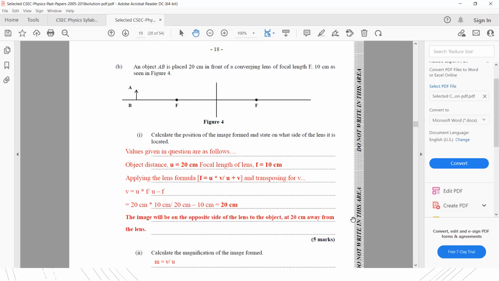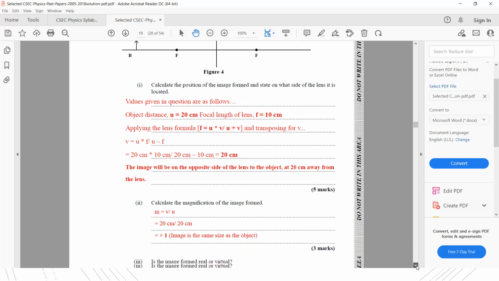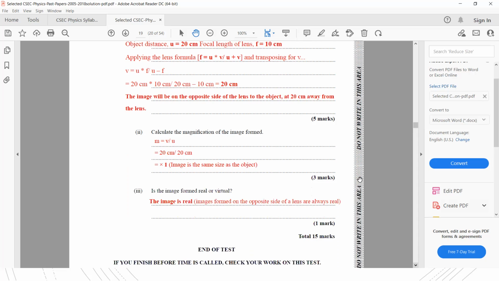All right, so what we have now, calculate the magnification. Now, if the image distance and object distance are the same, then it means the magnification would be 1. All right, magnification will be 1. So dividing V by U, we're going to get 1, that's times 1 for the magnification.